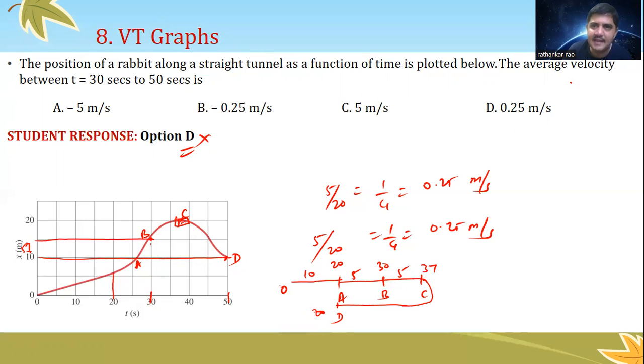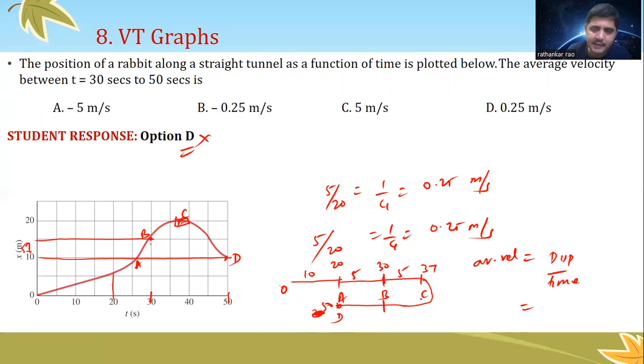Now what is being asked? Average velocity between 30 and 50. 30 is this point, and where is 50 over here? It's after 37, so 50 is somewhere over here. Between this point and this point, what should we do? Average velocity is equal to displacement divided by time taken. Now what is displacement? Displacement is final position minus initial position.